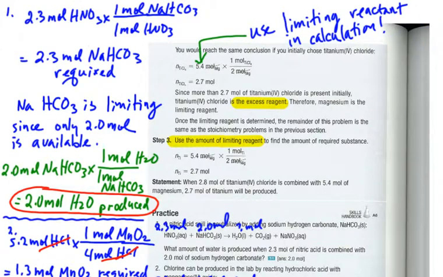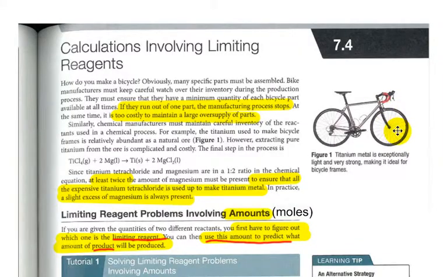Welcome back, Physical Science 20. This is part 2 of the section 7.4 calculations involving limiting reagents section.